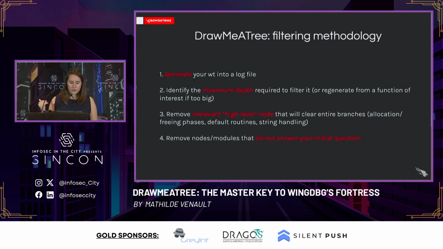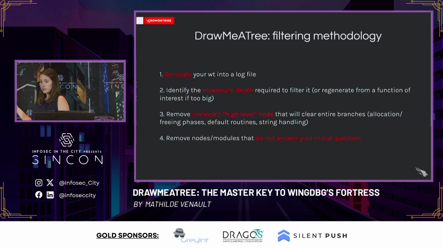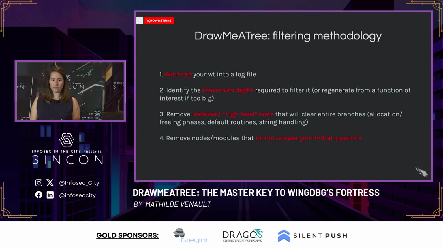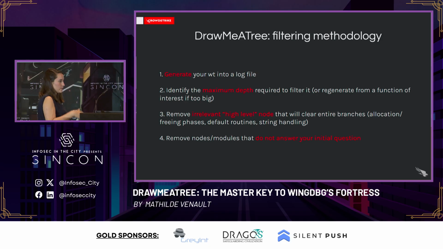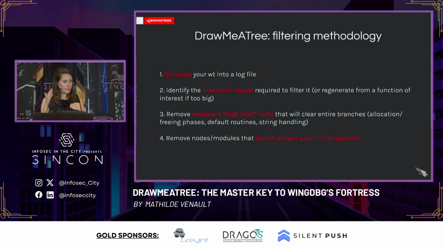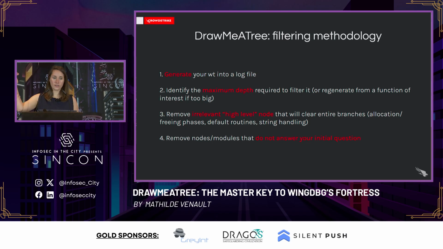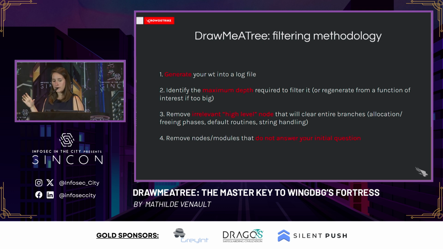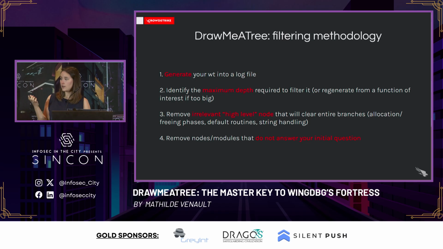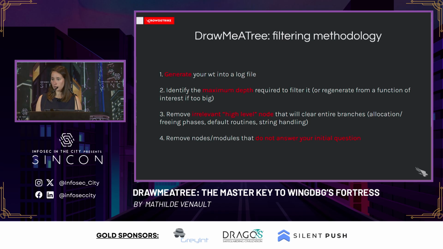So the methodology would be the following. You need to generate the logs with WT through WinDbg. To do that, you can either copy-paste the logs directly, or you can use the command .logopen that will trace your debugging session, and you will get your logs directly into it. Then you try to identify the maximum depth that you need within your trees, because since you can cut it out, this will be one of the ways to summarize the information and get rid of the depth that you don't need.